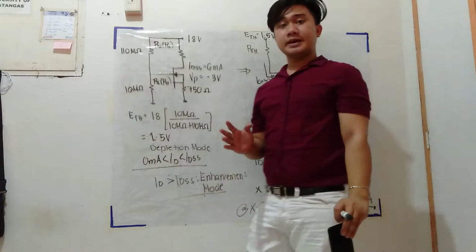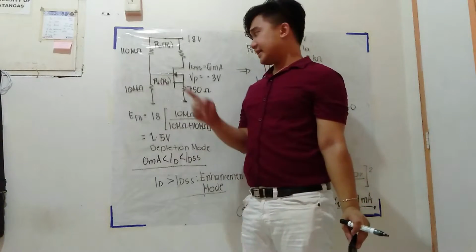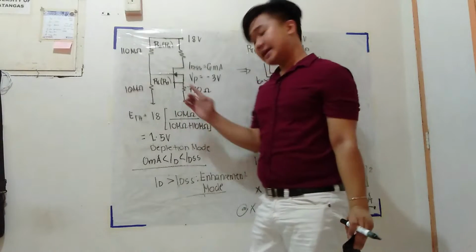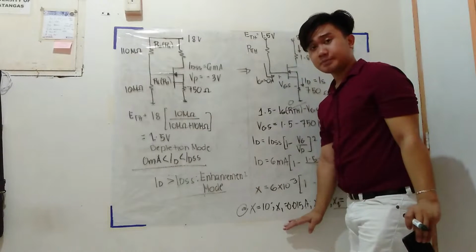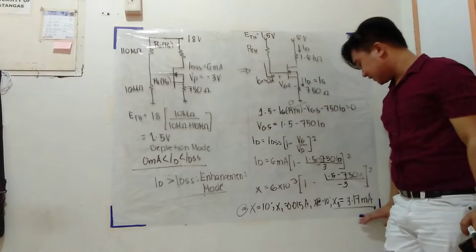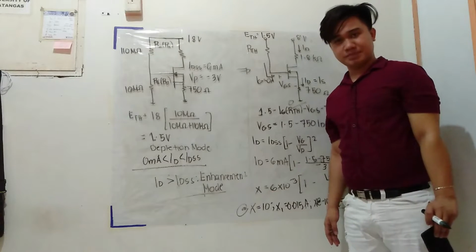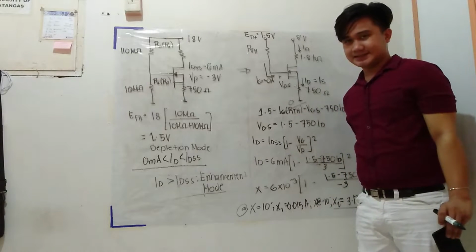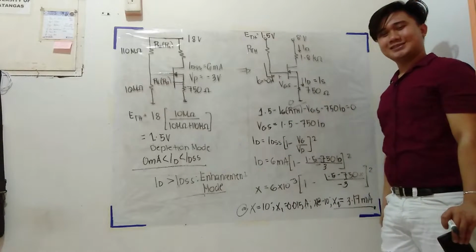Kapag naman po sinabi, what is the value of the current in the MOSFET so that it is operating in enhancement mode, edi ito na po yung pipiliin mo. Pero kapag walang sinabi, edi dun ka pa din sa mas mababa, which is 3.17 milliamperes. Okay, so I hope that is very clear to you guys. Okay? So copy your notes.